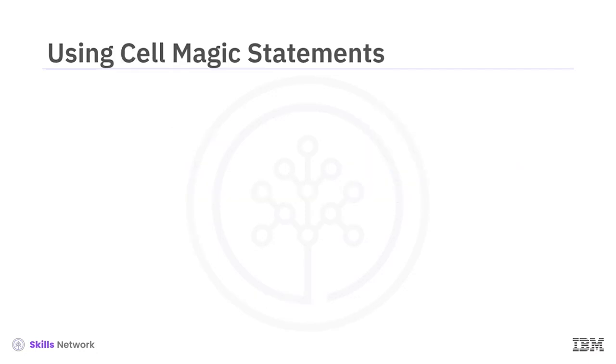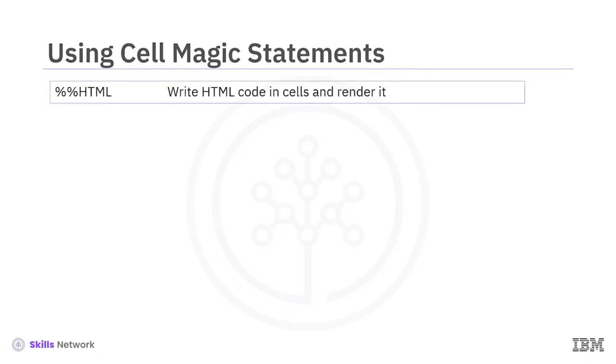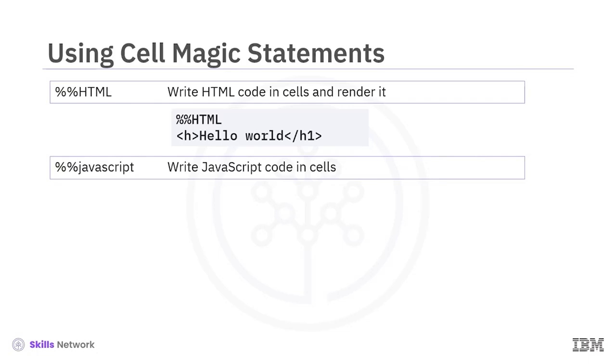Cell magics are not just limited to Python. They allow you to run code in other languages too. Let's see some examples. %%HTML cell magic allows you to write HTML code in your cell, and it will be rendered accordingly. For example, the use of HTML code displays the text "Hello World" as a heading. %%JavaScript or %%js cell magic allows you to write JavaScript code in your cell. For example, the use of JavaScript code generates a web page pop-up with the display message "Hello World."